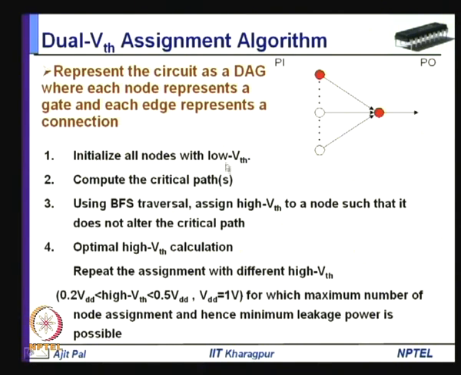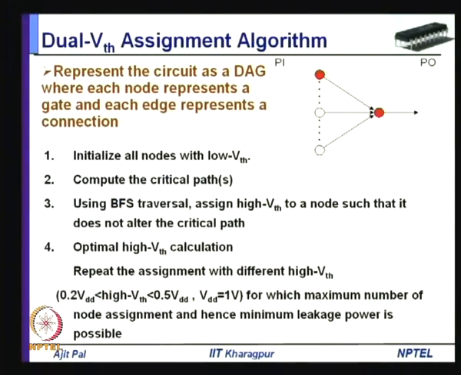Initialize all gates with low VTH. First you have to represent the circuit as a directed acyclic graph, that means each node will represent a gate and each edge will represent an interconnection between the gates. After this is done, in this intermediate representation, you will use this algorithm: initialize all gates with low VTH, then compute the critical paths, use breadth first search traversal, and assign high VTH to a node such that it does not alter the critical path. So, you will assign high VTH to all the nodes which are not on the critical path, and you will keep on doing that such that the critical path delay is not exceeded.